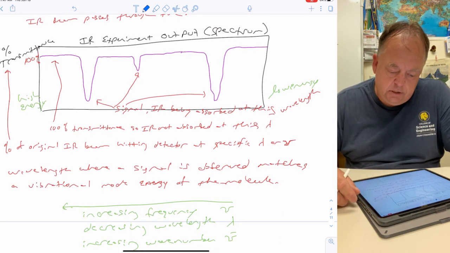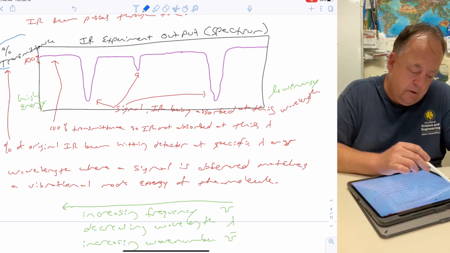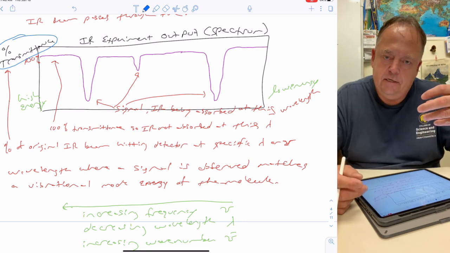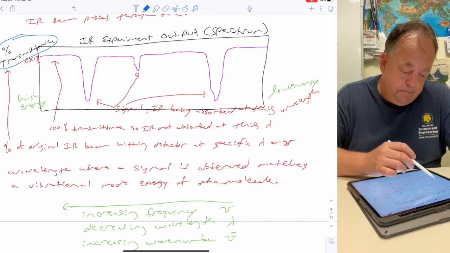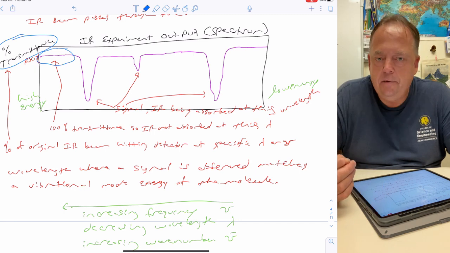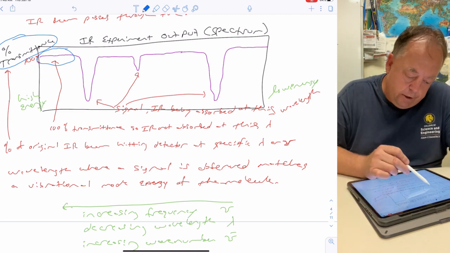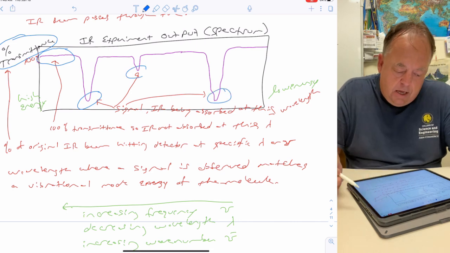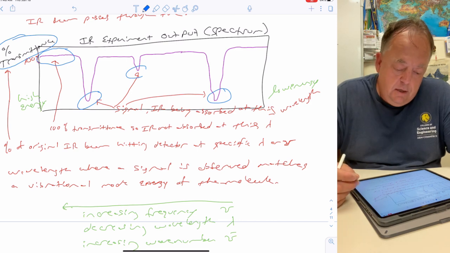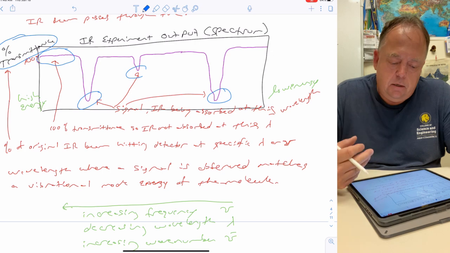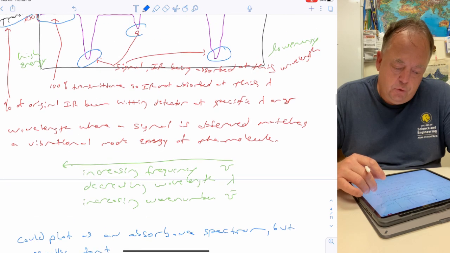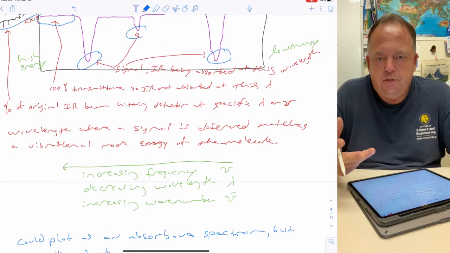So then again, your IR spectrum typically looks like this. On the y-axis is plotted the percent transmittance, so that's how much of that radiation is hitting the detector. In a region like this, 100% of that radiation is hitting the detector, meaning it's not being absorbed by the molecule. Whereas when you see a signal, that means that radiation is being absorbed by the molecule at that frequency or wavelength. So not all of it is hitting the detector because the molecule is absorbing some of it, and that would be a signal. And then you want to interpret where those signals are, and that tells you information about the molecule.